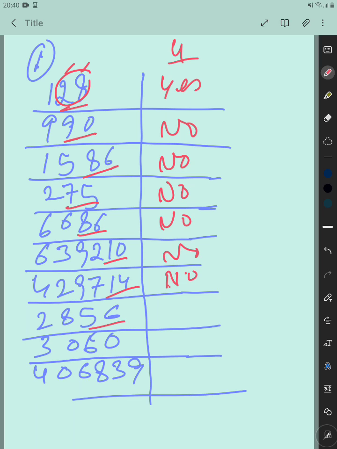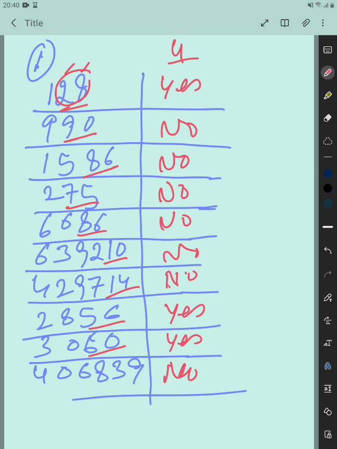Here it is 56, 56 is divisible by 4, so it is yes. Here it is 60, 60 is divisible by 4, so the complete number is divisible by 4, therefore yes. And here is 39, 39 is not divisible by 4, so the complete number is not divisible by 4, so no. So this is divisibility of 4. We have completed the divisibility of 4. I think we have explained everything to you, and you got the point.